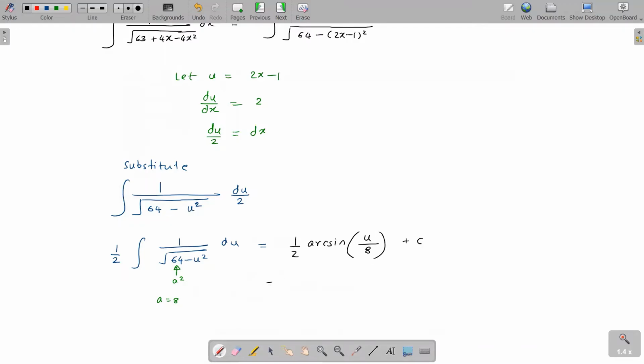And the plus c, and at the end, make sure you replace the u back with what we replaced it by. What was u? 2x minus 1 over 8 plus c. Is this clear? So this is the answer. Half arc sine 2x minus 1 over 8 plus c.